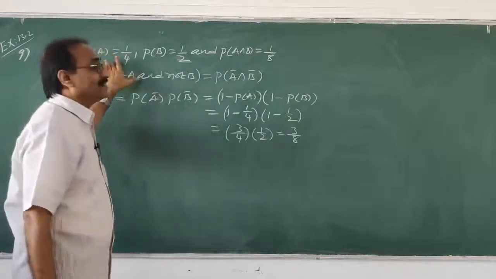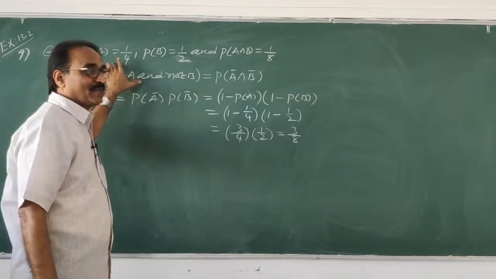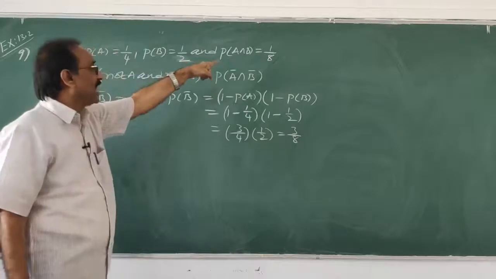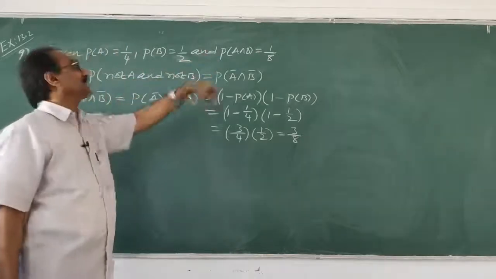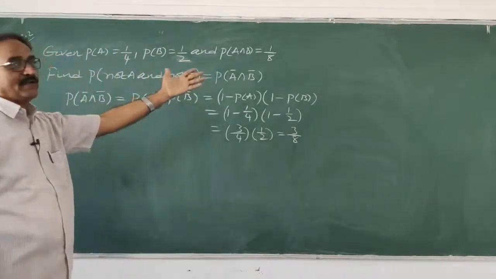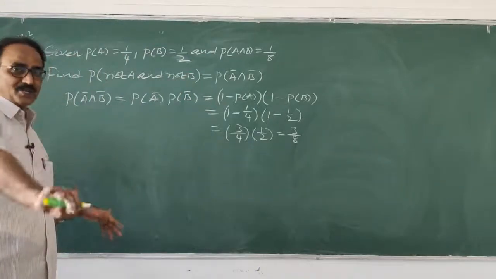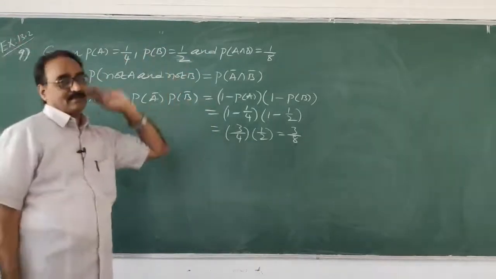Because nowhere is it given that they are mutually exclusive or independent events, but from the given statement I observed that their intersection is their product, hence they are independent events. Their complements are also independent events. Simply I wrote that, I got it.